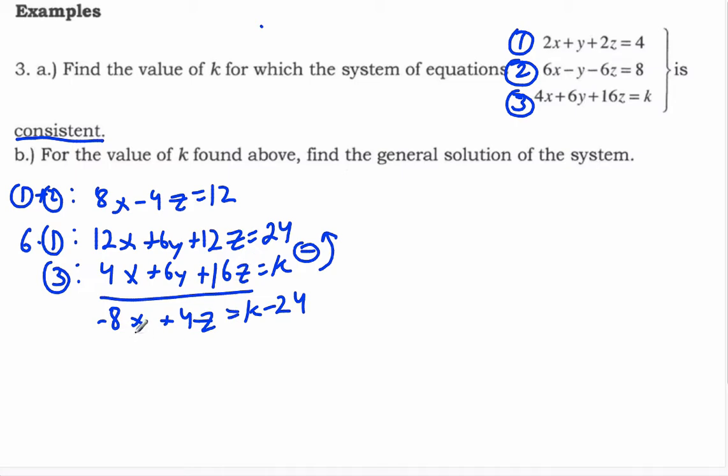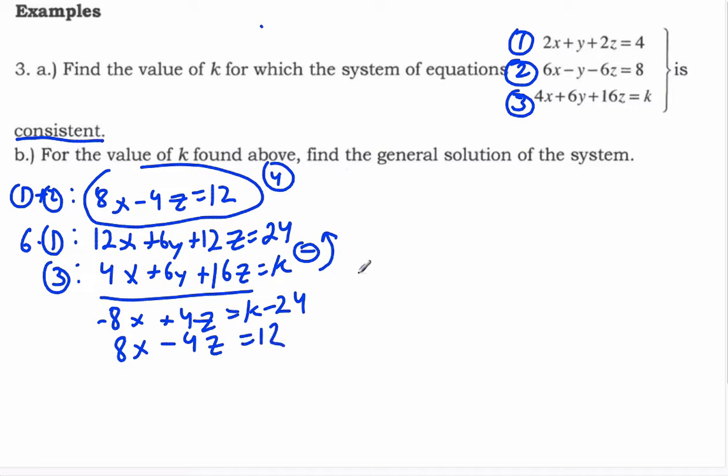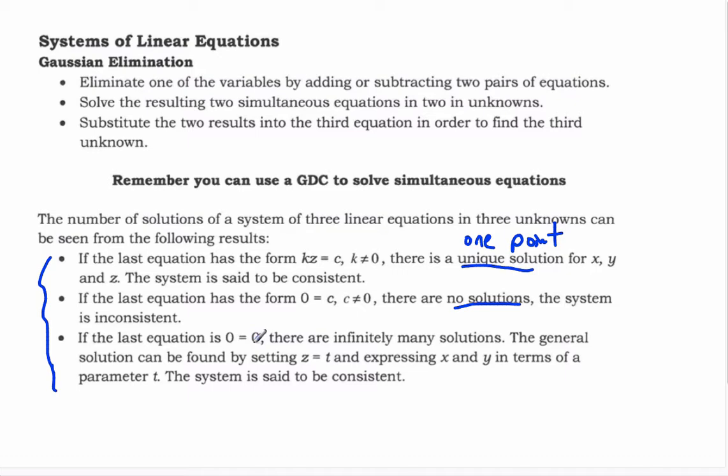Okay, alright, so we've got that, and I've also got this equation up here, which I'm going to call equation 4, and I'll write that down here. 8x minus 4z equals 12. And if we solve this by just adding, you see you get 0 equals k minus 12. Okay, so let's go back now. If you get something at the end with 0 equals 0, then you get infinitely many solutions, and it's consistent. If you get 0 equals some other number that's not 0, then it's inconsistent.